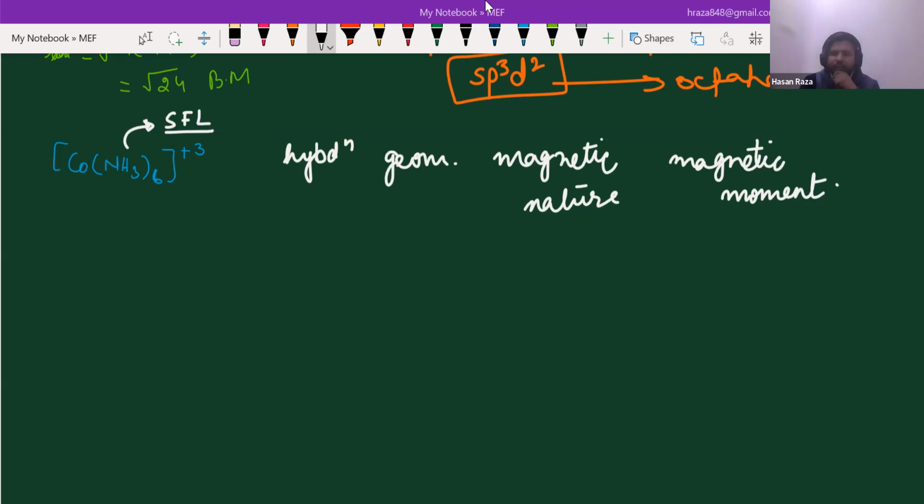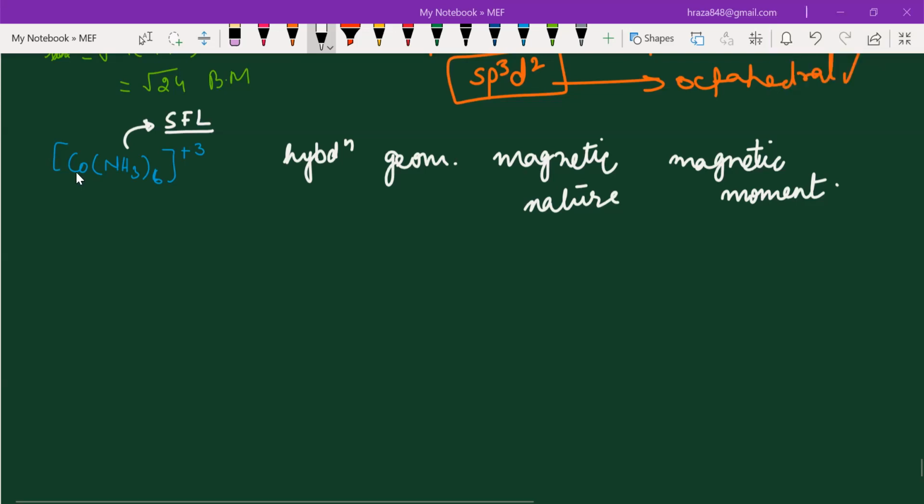Do let me know when you are done with this, and let me know if you are facing any kind of problem. A strong field ligand, that means pairing will take place. So the oxidation state is +3. Yeah, that's right.